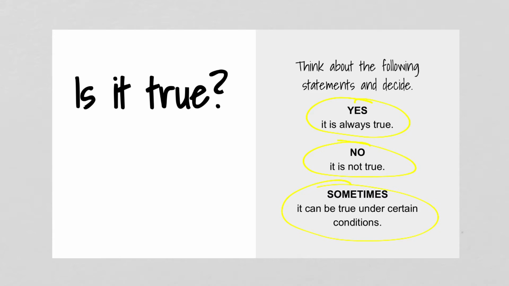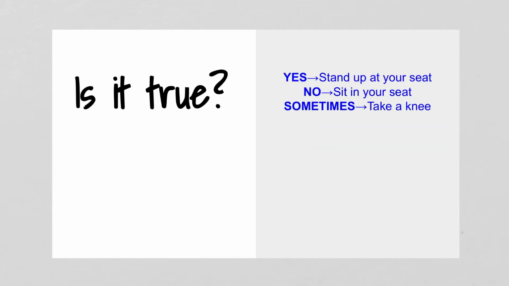When we think about these statements that you're about to see, I want you to think about, yes, it's always true. No, it's not true. Or sometimes this thing can be true, sometimes not. It has to be under certain conditions. And the activity is that if we say yes, it's true, we're going to stand up. If we say no, it's not true, we're going to sit down. And if we say sometimes it's true under certain conditions, take a knee. For the sake of this video, I'm just going to give you a few seconds on each one to consider it, and then we will move on from there.